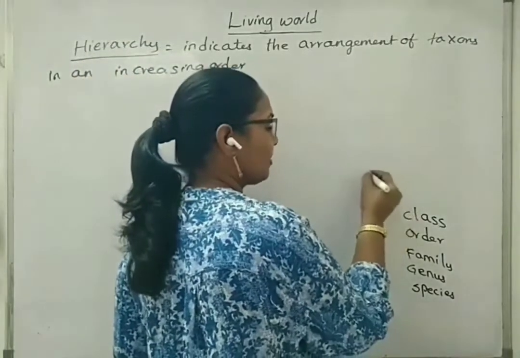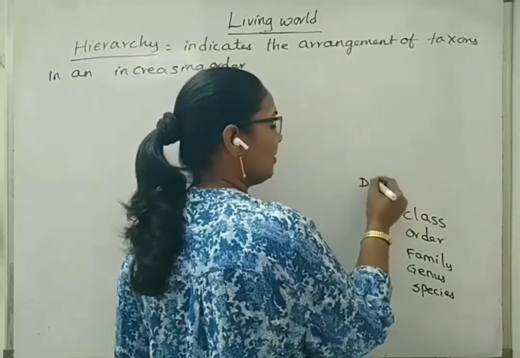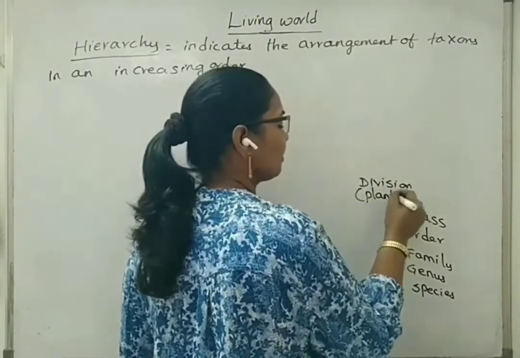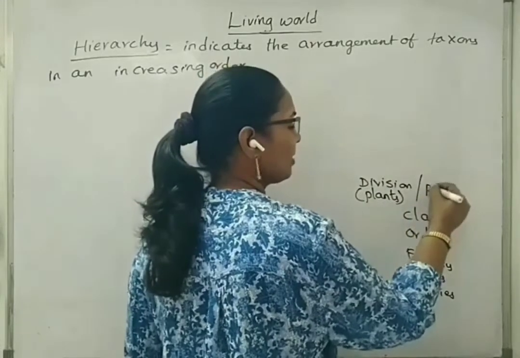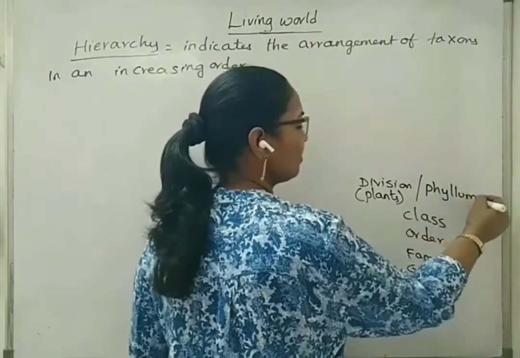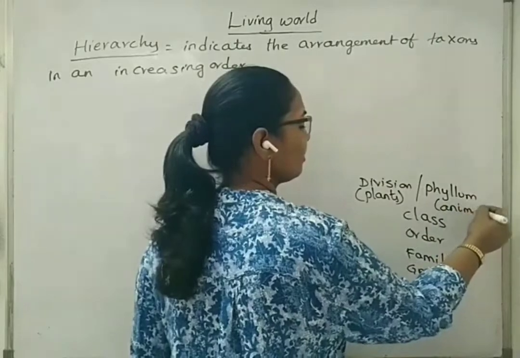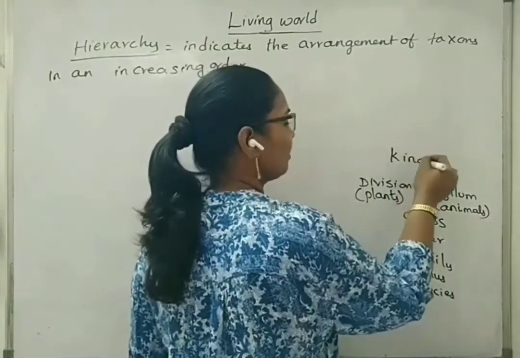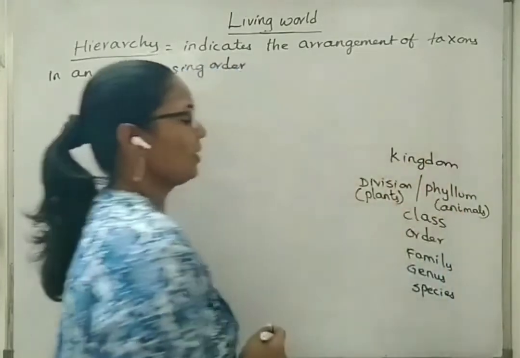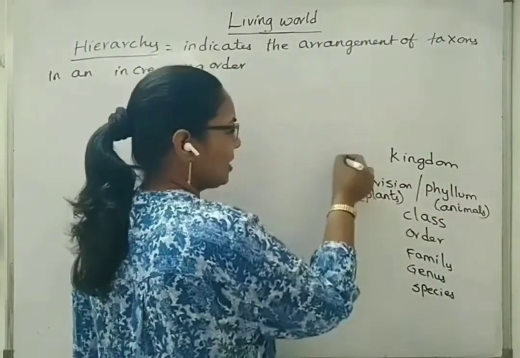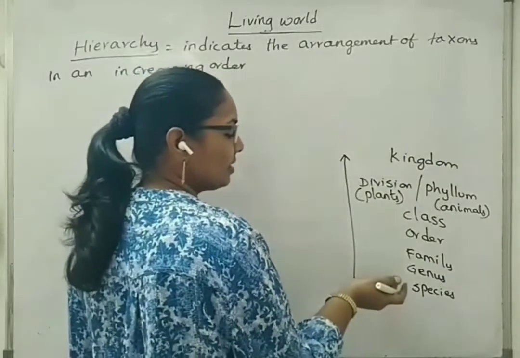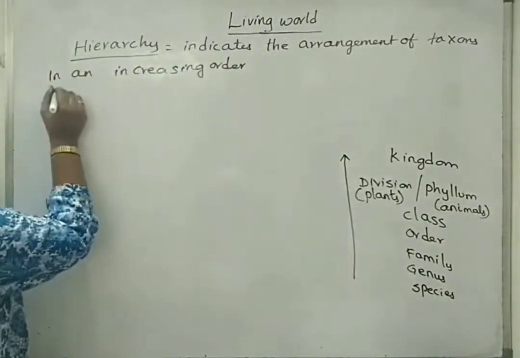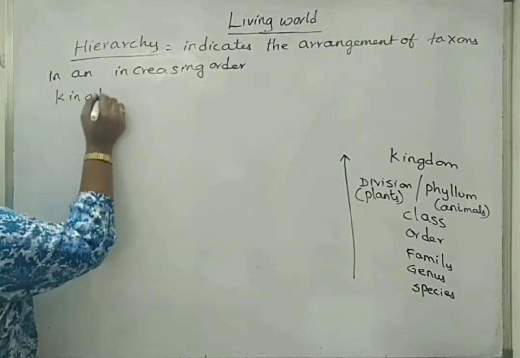But for plants, the next upper level is division. This is for plants. For animals, it is phylum. Next category is kingdom. The species, there is an increasing order. So we can tell the taxons are arranged in a hierarchy. Coming to first one, kingdom.